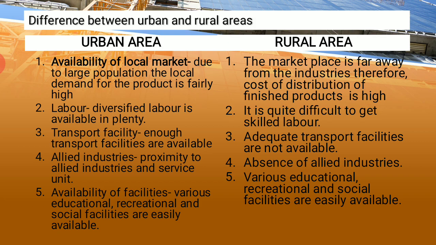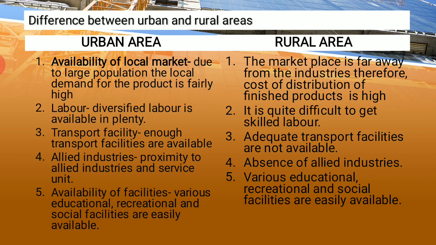Now, what are the basic differences? That is what we are going to check out here under the different points of difference. Let us see it one by one. We take urban area as the first part and compare it with the rural area. The first basic difference is the availability of the local market. Due to large population, the local demand for the product is fairly high as far as the urban area is concerned. Urban area, I repeat, is a city area, fully equipped, fully facilitative.